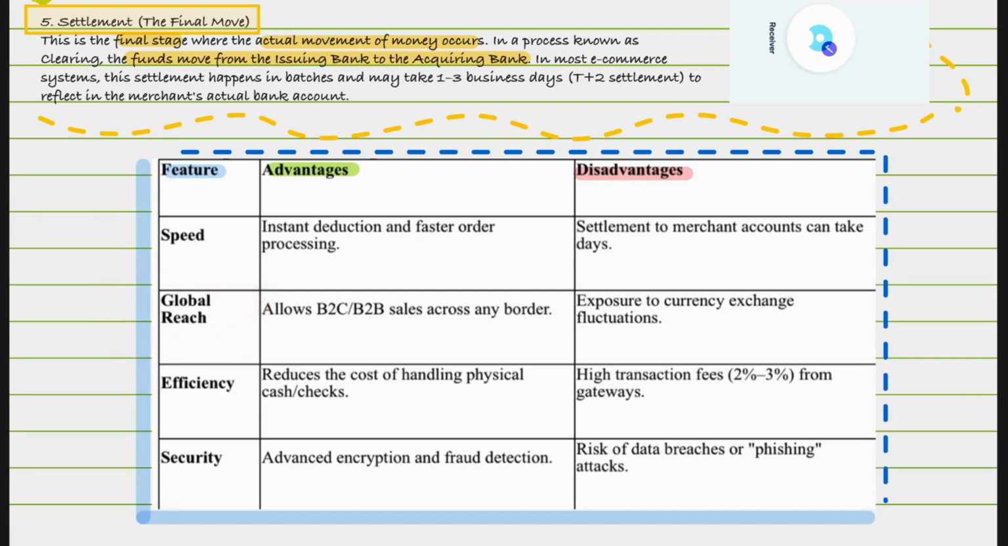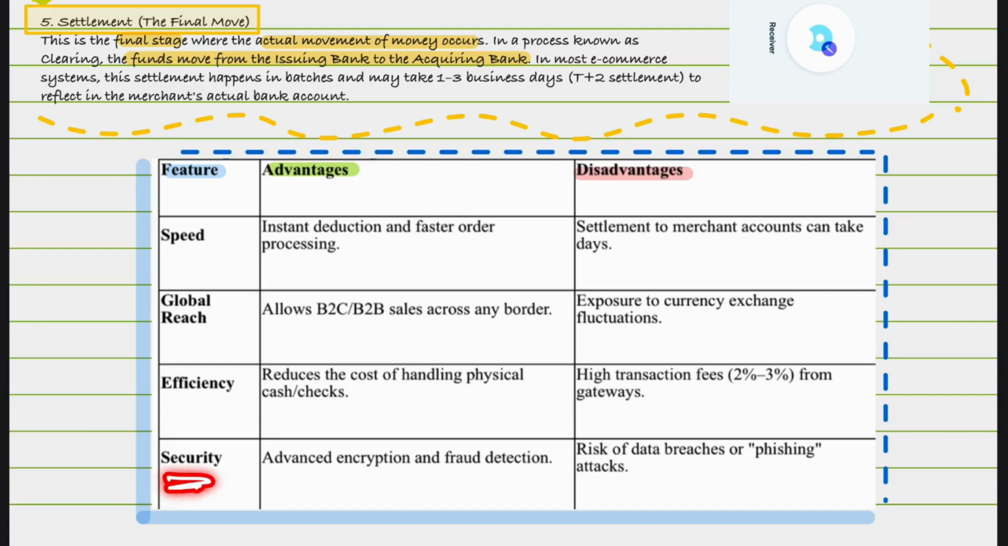If we talk about global reach, it allows B2B and B2C sales across any border. But the disadvantage is that exposure to currency exchange might cause fluctuations, which is on the bad end. And then we talk about efficiency. EFT helps to reduce the cost of handling physical checks. But high transaction fees can run 2% to 3% from gateways. So these can be the transaction fees, which might cause losses on the merchant's end.